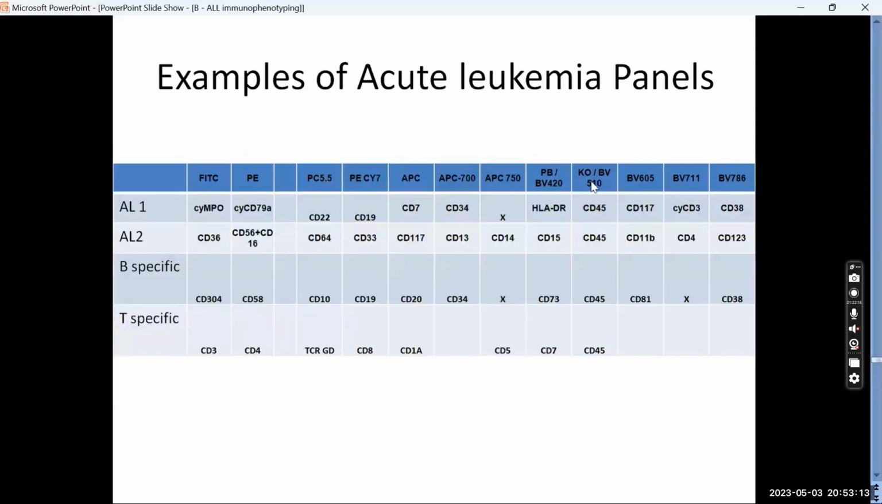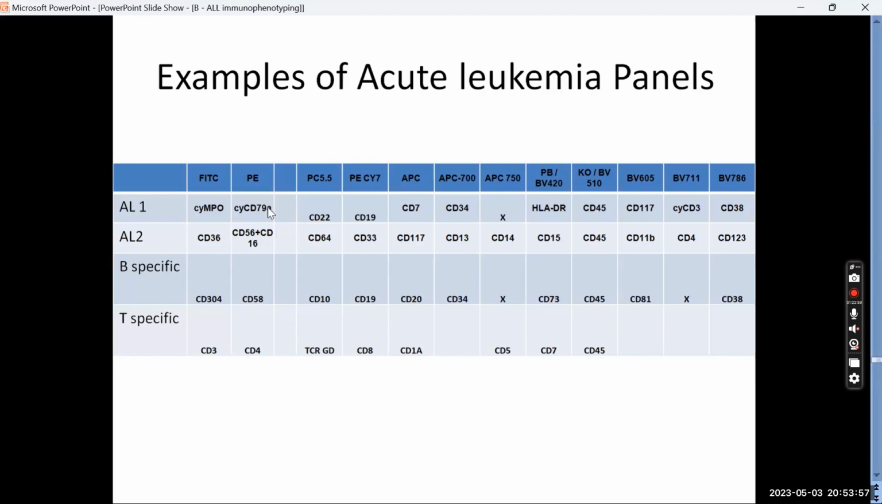This is one example of one panel. This is an example of another panel, a 13-color panel, where they do two tubes. Based on the outcome of these two tubes, they add a B-specific tube and a T-specific tube. You may ask, sir, you said it should be run as a panel, so why now B-specific and T-specific? Remember, these two tubes themselves have encompassed most of the markers. Some B-cell markers, which are not commonly seen in T or myeloid, are put here. Similarly, some T-cell markers, which are not commonly seen in B or myeloid, are included here.